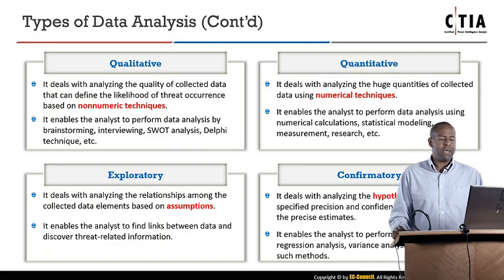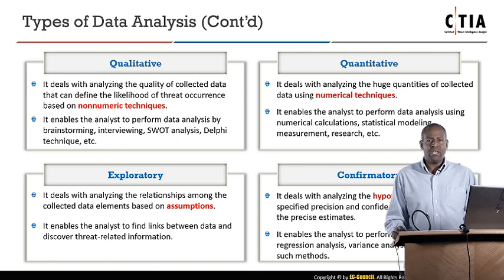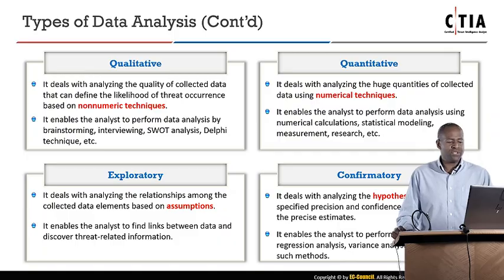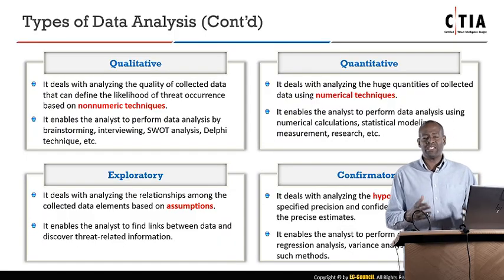The next type of data analysis that we look at is qualitative, and this is analyzing the quality of the collected data that helps determine the likelihood of a threat occurrence based upon non-numeric techniques. And so unlike some of the other techniques that we'll be looking at, we're not going to actually do a mathematical analysis of the data. Rather, what we're going to do is we're going to brainstorm the data. We're going to interview people, talk to people, do a SWOT analysis, use a Delphi technique, etc.